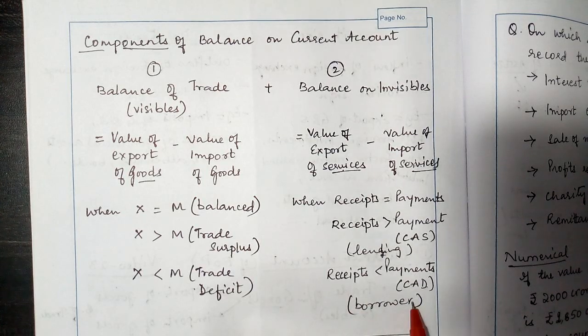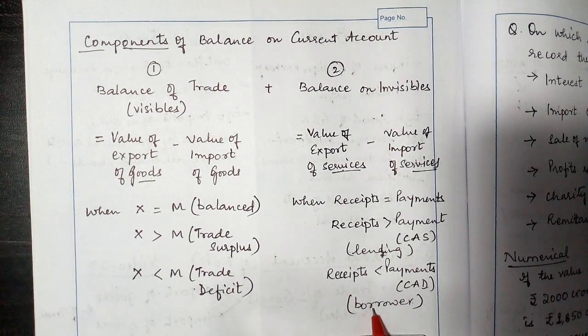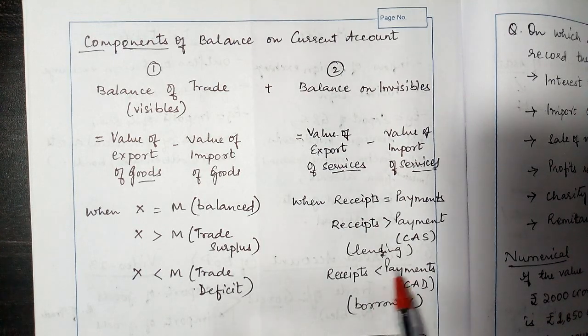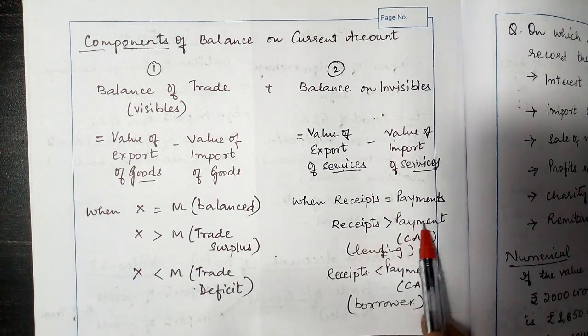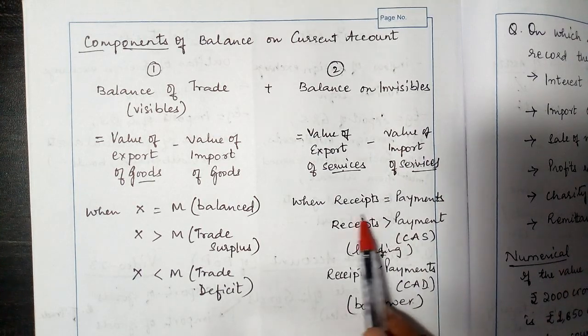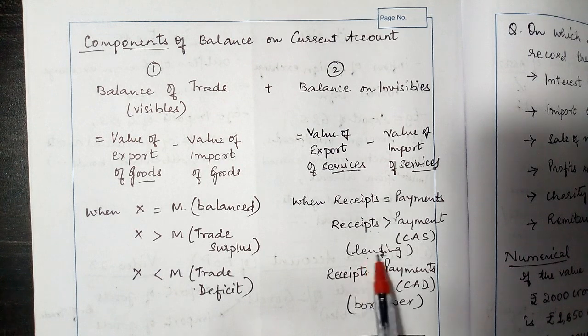Then what do we do? We need to borrow money in order to make payments because receipts are less. So to make payments, we need to borrow money. However, when the receipts are greater than payments, that means we have excess money with us. So we will be in a position to lend money.